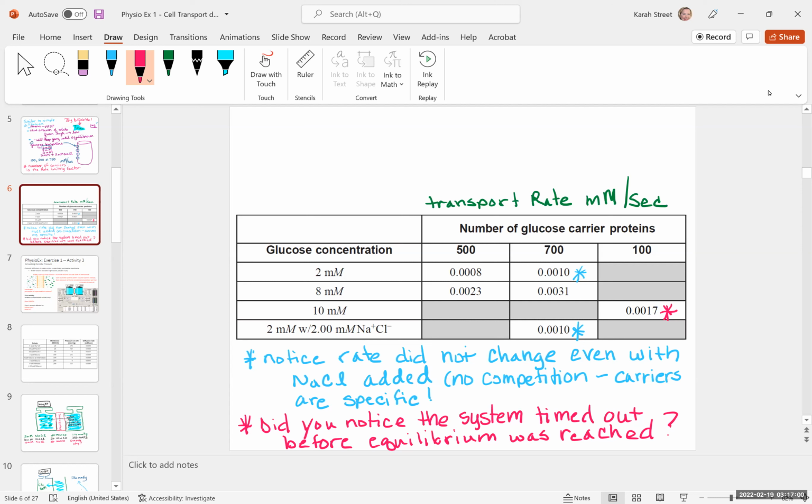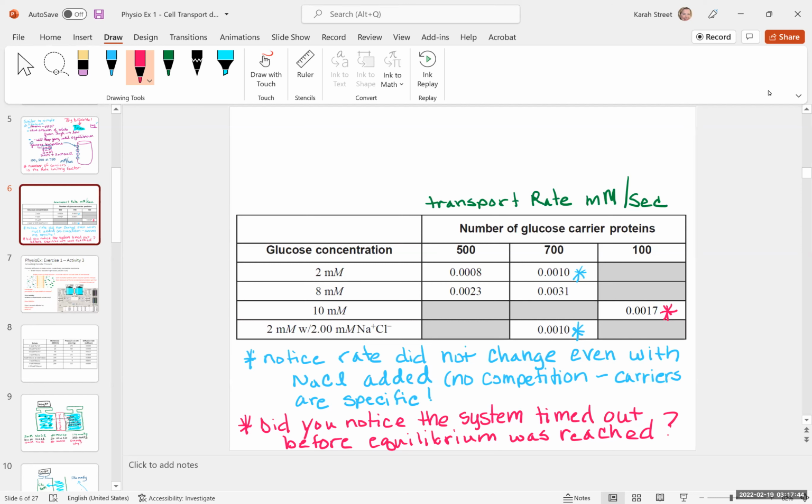Let's look at first the 2 millimolar glucose solution. And we built in 500 glucose carriers into the cell membrane, the dialysis tubing. So we don't need to worry about molecular weight cutoff. We're building glucose carriers. They are going to physically interact with the glucose and move them. Now, what I want you to notice is that when we went from 500 glucose carriers to 700 glucose carriers, our rate of transport increased.